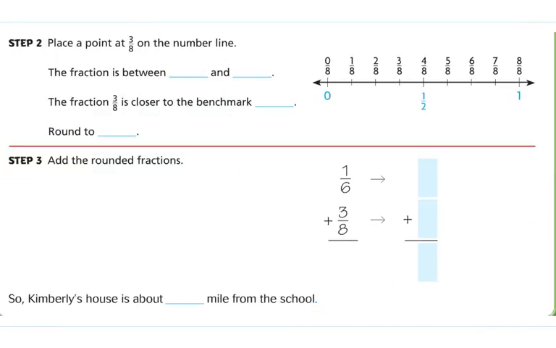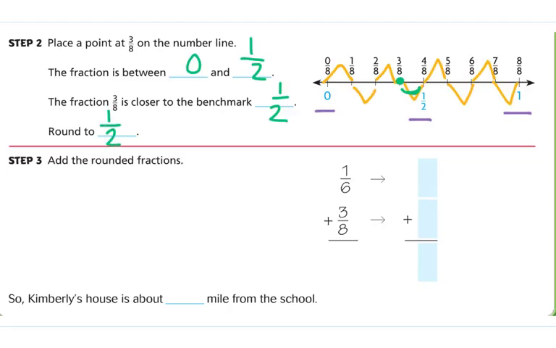Now we're going to go on to step 2. Place the point 3/8 on the number line. We have to make a new number line. Again, we use the benchmarks 0, half, 1, but this time it's going to have 8 graduations: 1, 2, 3, 4, 5, 6, 7, 8. The reason there are 8 is because there are 8/8 inside of one whole. We look for 3/8 and plot it on the number line. We see that the fraction 3/8 is between 0 and a half, and it's a lot closer to a half. It's only one space away from a half, so we're going to round it to a half.